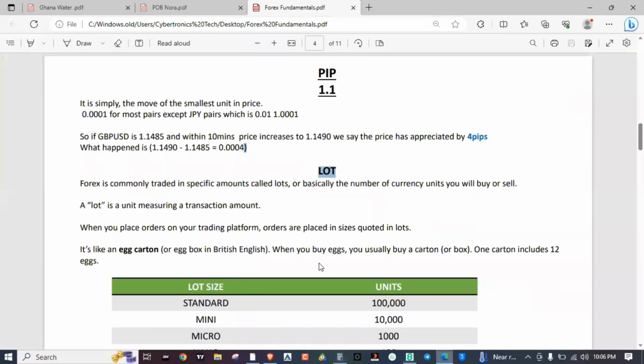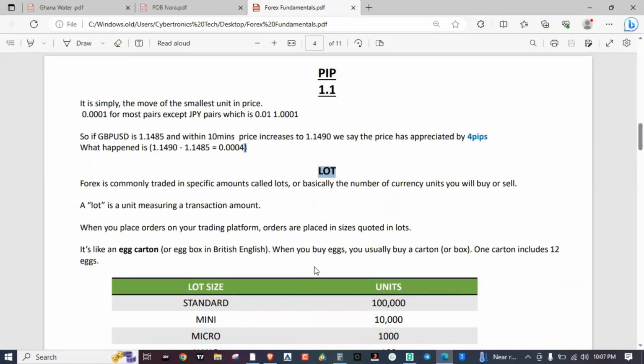So all the illustrations I was just trying to build in our mind here is you need to buy a lot. You need to buy a lot of these assets before you can see the impact of the profit. That's all. So the Forex is commonly traded in a specific amount called what?